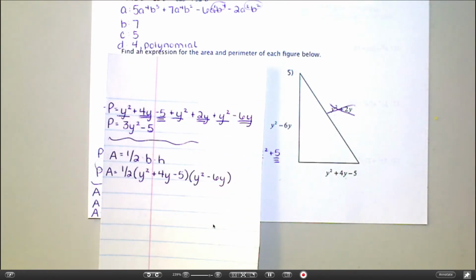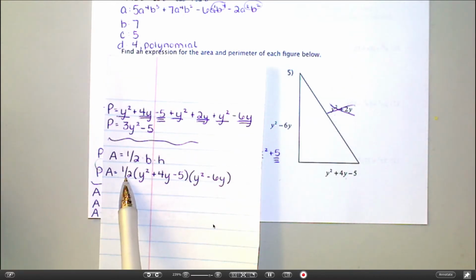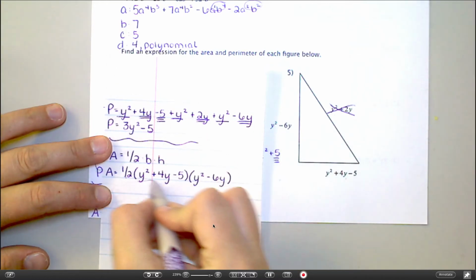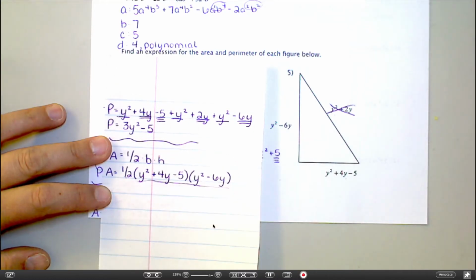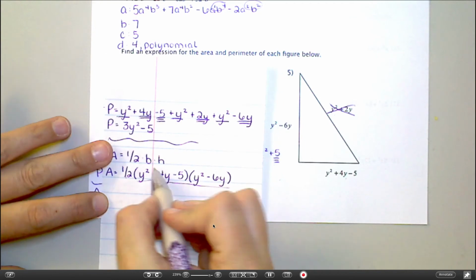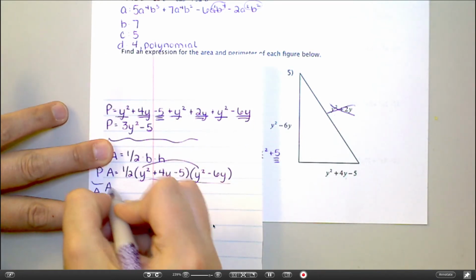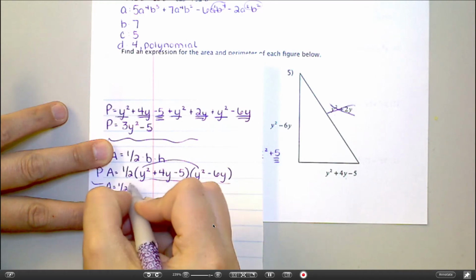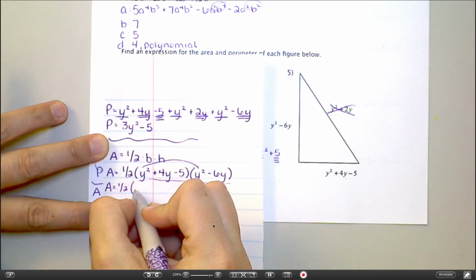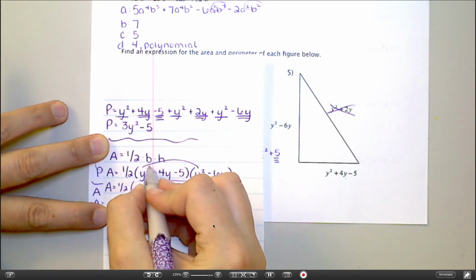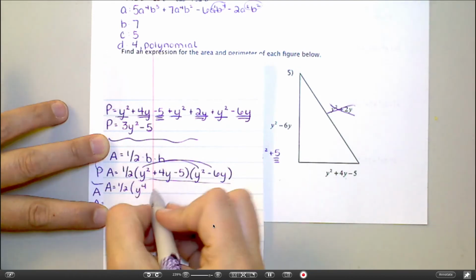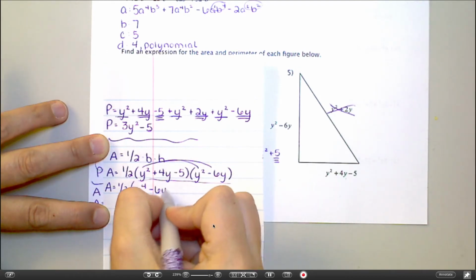Okay. What I would do with this one, I know you're going to be tempted to deal with that 1/2 first because it's sitting there in front, but I would actually deal with your parentheses first. Okay? So y squared times y squared. Let's see, I'm going to leave the area equals 1/2. What is y squared times y squared? Y to the fourth. Y squared times negative 6y is negative 6y to the third.